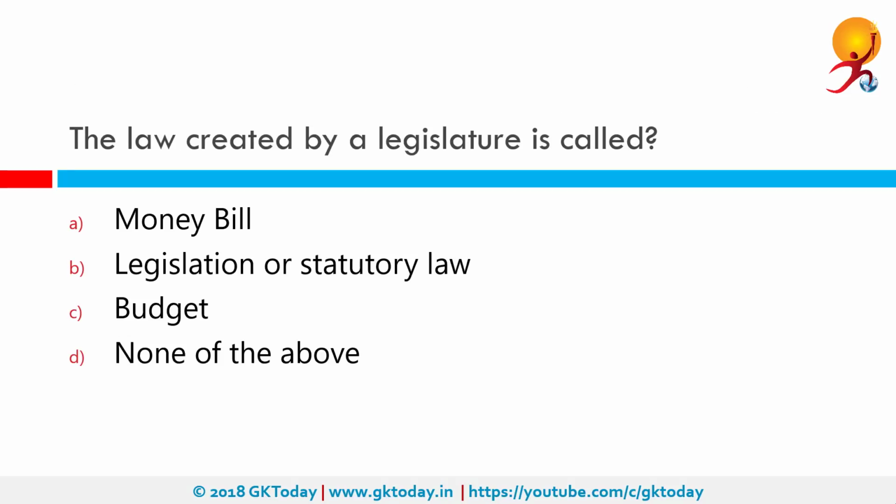The law created by a legislature is called legislation or statutory law. Whether a given bill will be proposed is generally a matter of legislative priorities of the government, and once the bill is passed, it becomes a statutory or legislative law.